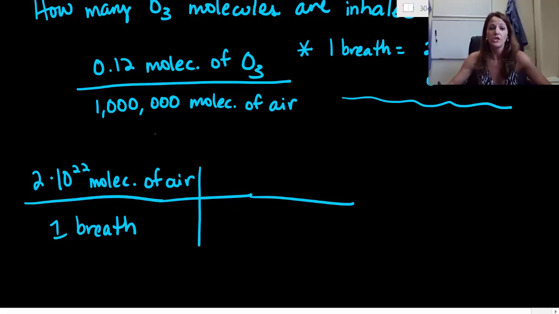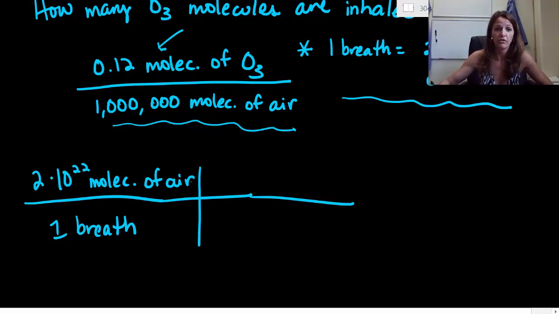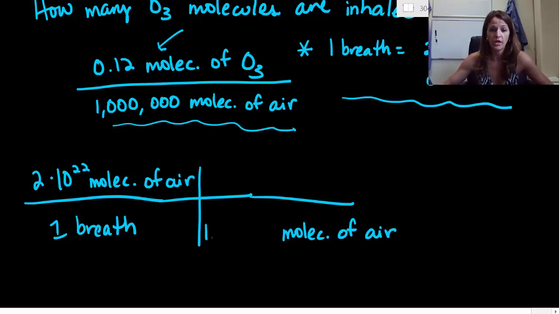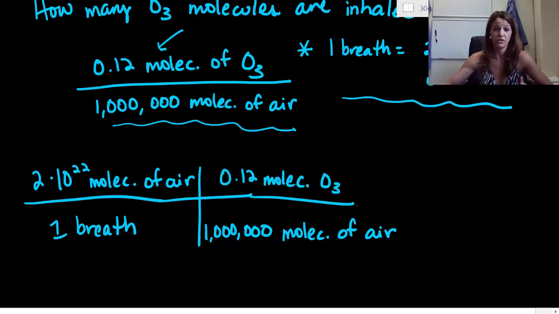So now, we know for every 1 million molecules of air, we have 0.12 molecules of ozone. So we have molecules of air here on top of our dimensional analysis part, which means we need to put molecules of air on the bottom. We said for every 1 million molecules of air, we have 0.12 molecules of ozone. So very, very small amount, really, if you think about this.